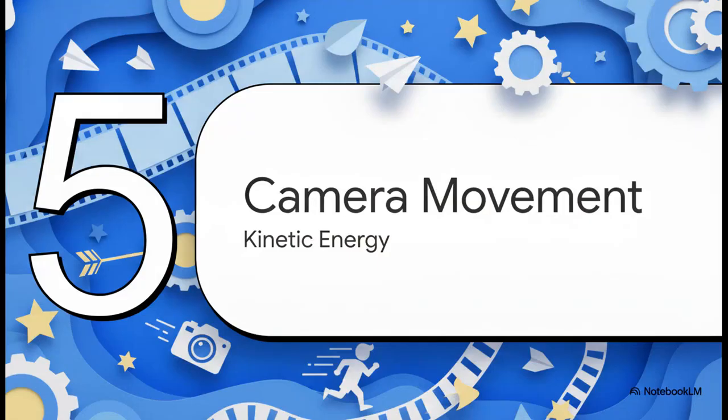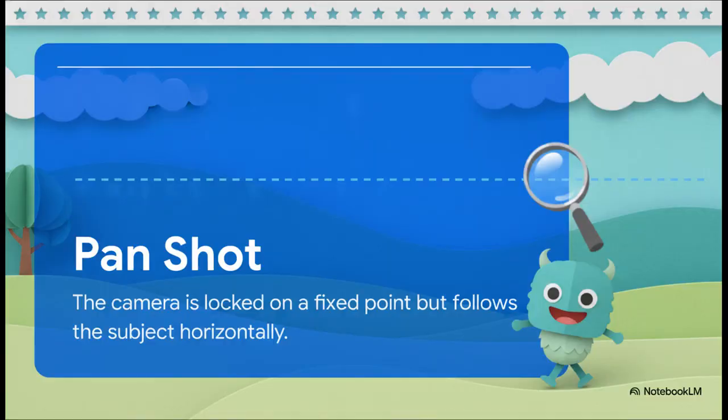Let's kick things into high gear with section 5, dynamic camera movement shots, adding kinetic energy. Keeping a child's attention requires constant visual energy. You just can't rely on static frames alone. You need kinetic movement to keep the scene feeling alive. Shot number 10 is the pan. The camera is locked on a fixed point, but swivels to follow the subject horizontally.